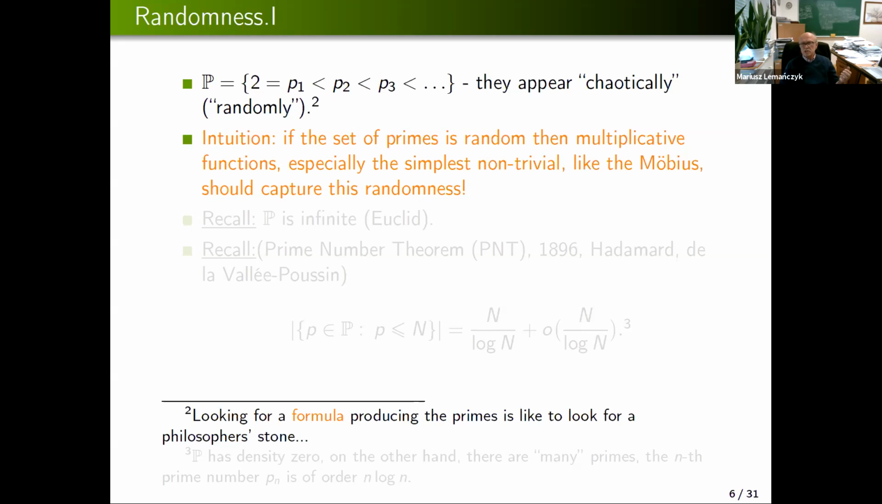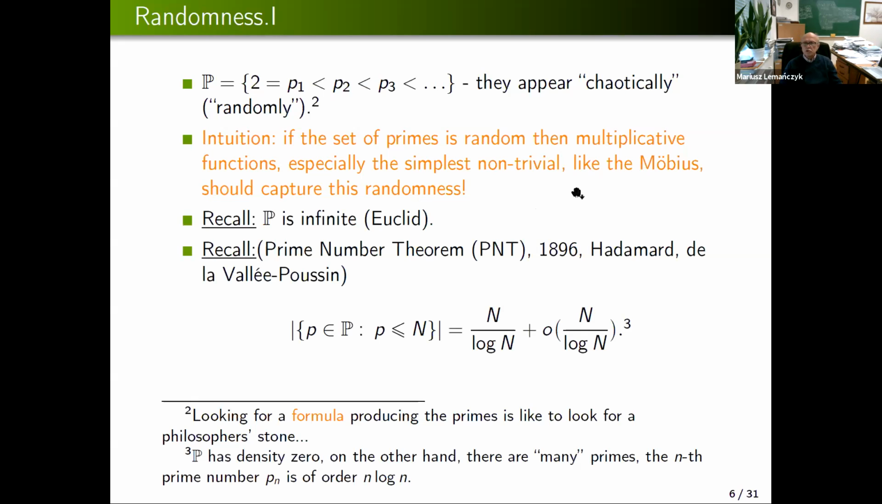But if we agree with such an approach, then we should see that functions which put across this multiplicative structure, in other words the multiplicative functions, should capture this randomness. And then we will try to make precise what we mean. So what do we know for sure about the set of prime numbers?